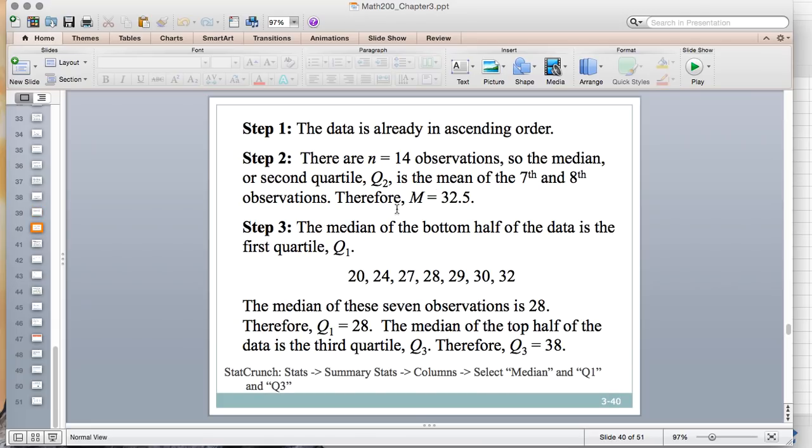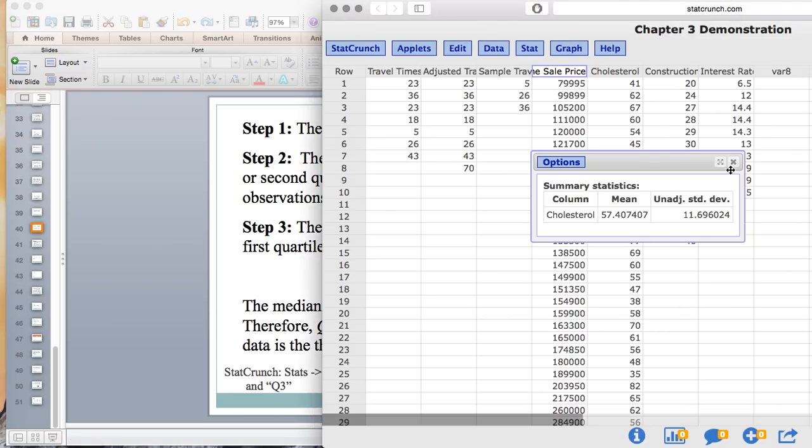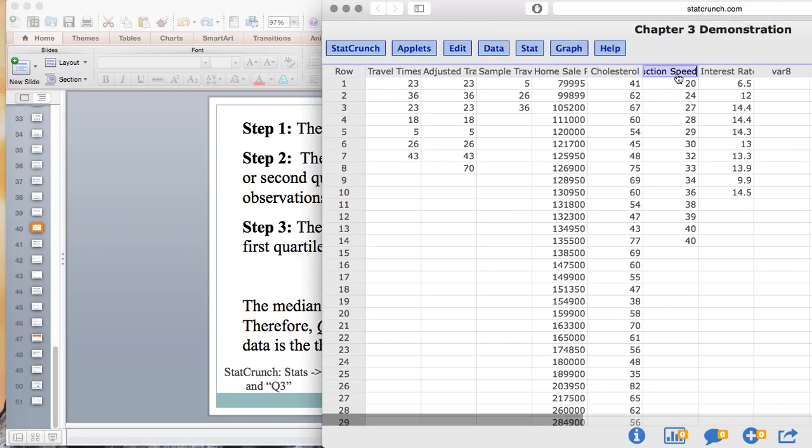Now, this shows you how to do it by hand, which you're welcome to look at at this point. If you want to do that, you could pause it, take a look at that, and make sure you agree, but I want to show you how to do this in StatCrunch. It's really, really easy. So I'm going to go back here. I have my construction speed data already in StatCrunch.